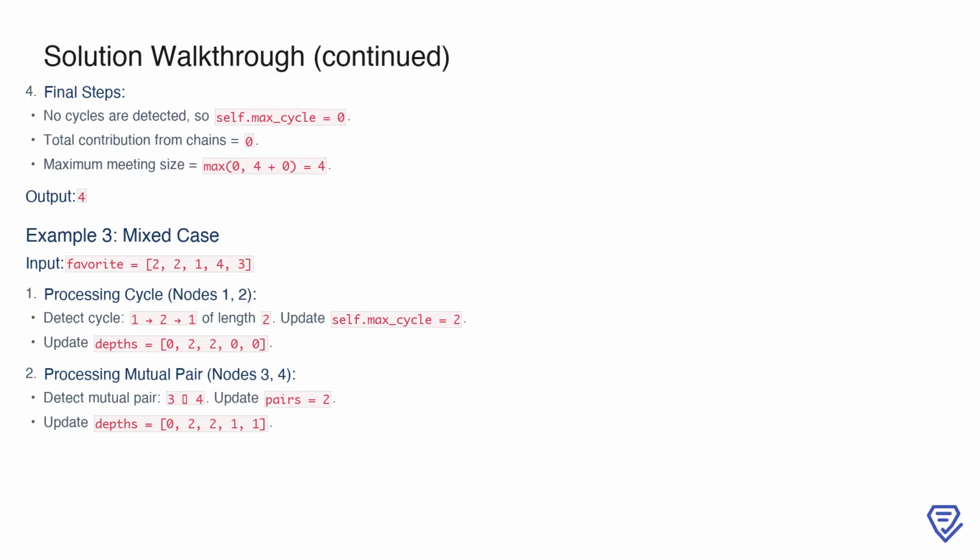Moving on to the next example, here we analyze a mixed case scenario with the input favorite equals [2, 2, 1, 4, 3]. First, we detect a cycle between nodes 1 and 2, as node 1 favors node 2 and node 2 favors node 1. The cycle length is 2, so we update self.max_cycle to 2. The depths array is updated accordingly, with depths equals [0, 2, 2, 0, 0].